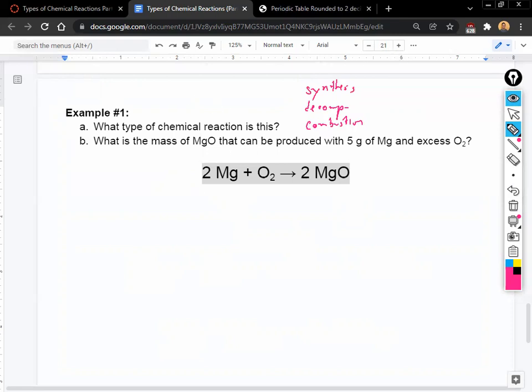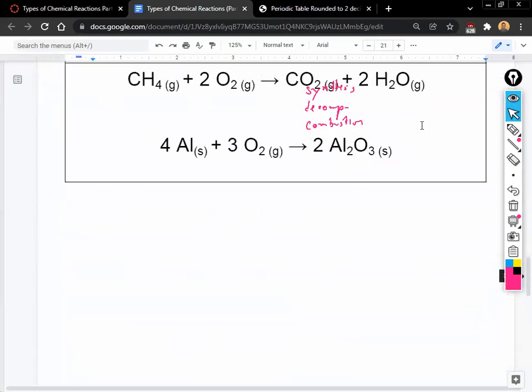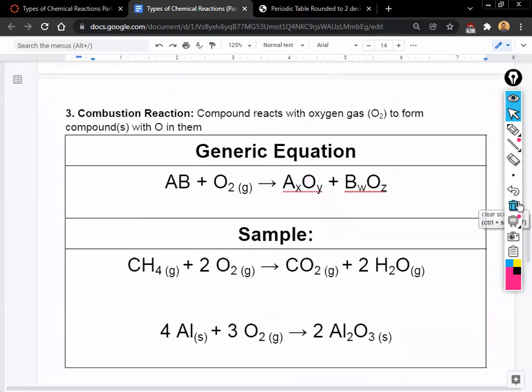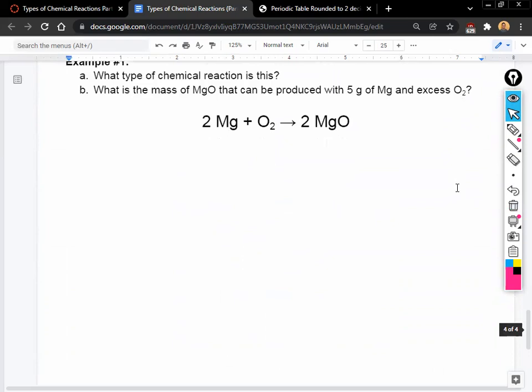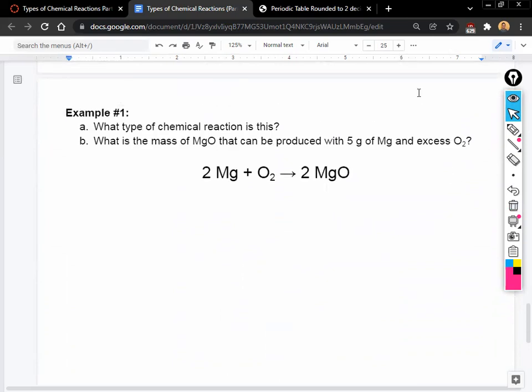Oh, this is the sample reaction. Yeah. This one right here. Okay, so take a look at it. You can talk with the person next to you. I'll give you 30 seconds to figure out what type of reaction this is, and then we'll go over it together.